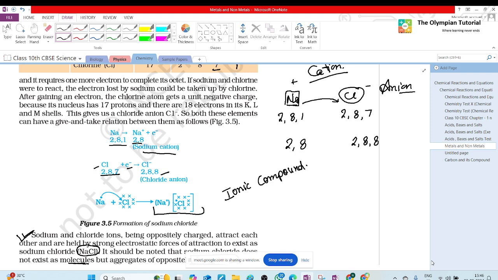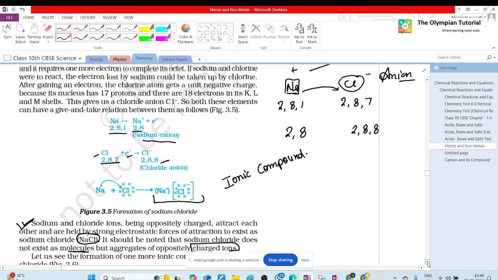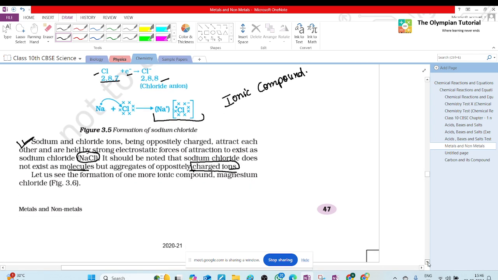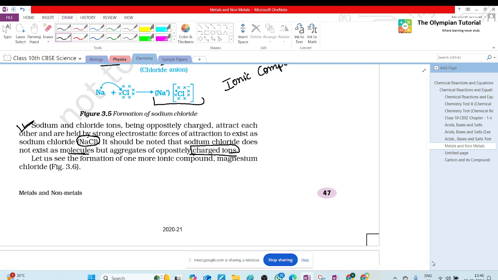So both these elements can have a give and take relationship between them. Sodium and chloride ions, being oppositely charged, attract each other and are held by strong electrostatic forces of attraction to exist as sodium chloride. It should be noted that sodium chloride does not exist as molecules but aggregates of oppositely charged ions. Clear? Should I explain again? Ma'am, can you explain the last sentence?